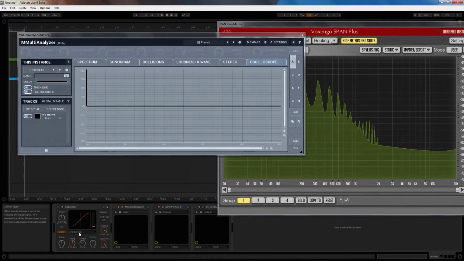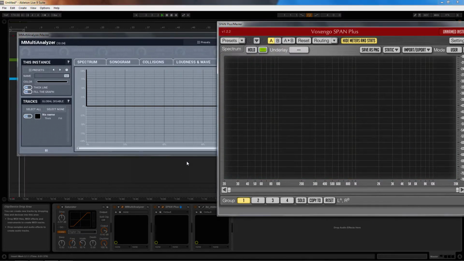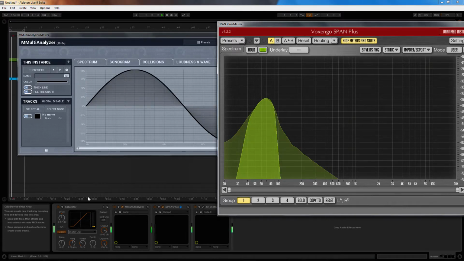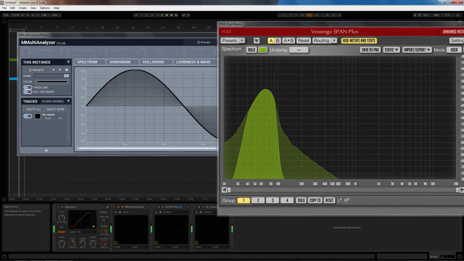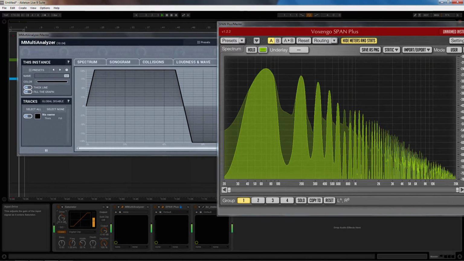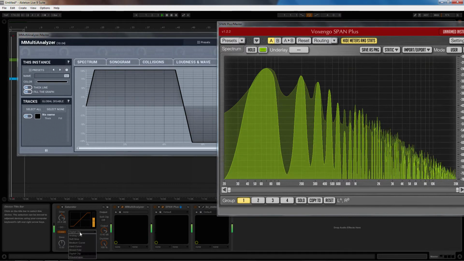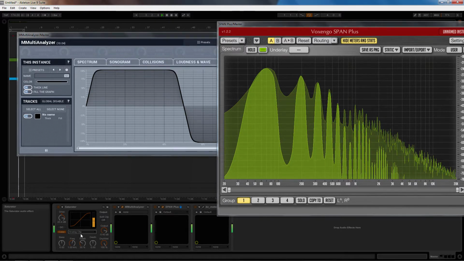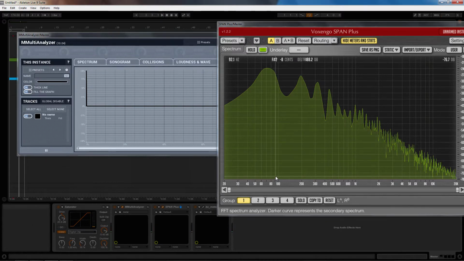Next, we'll try the digital clip algorithm and see how it compares to the analog one. This will square off the waveform more aggressively and introduce even more harmonics. The two reasons why we would use distortion are to introduce new harmonics, or as a form of compression to control the peaks in a signal.